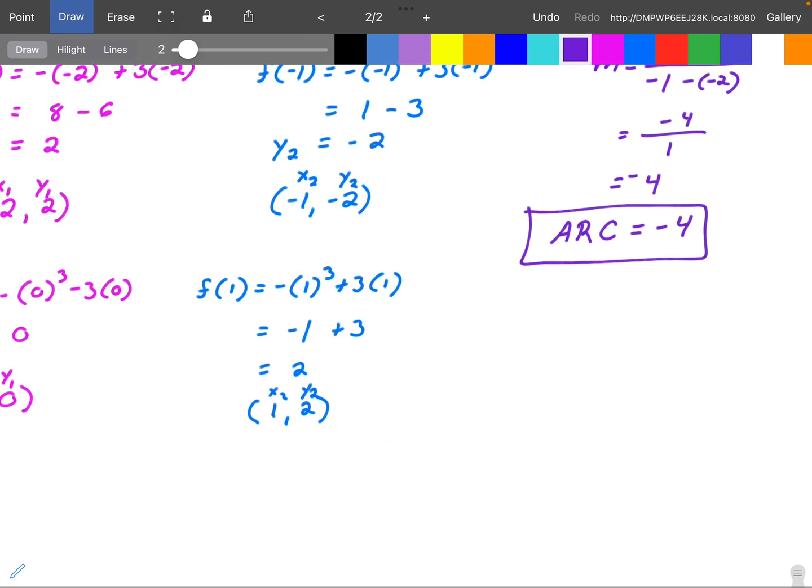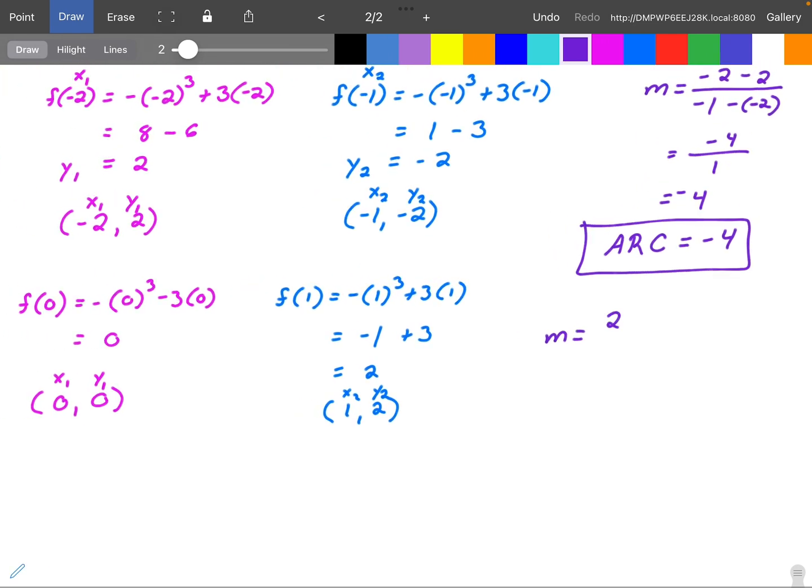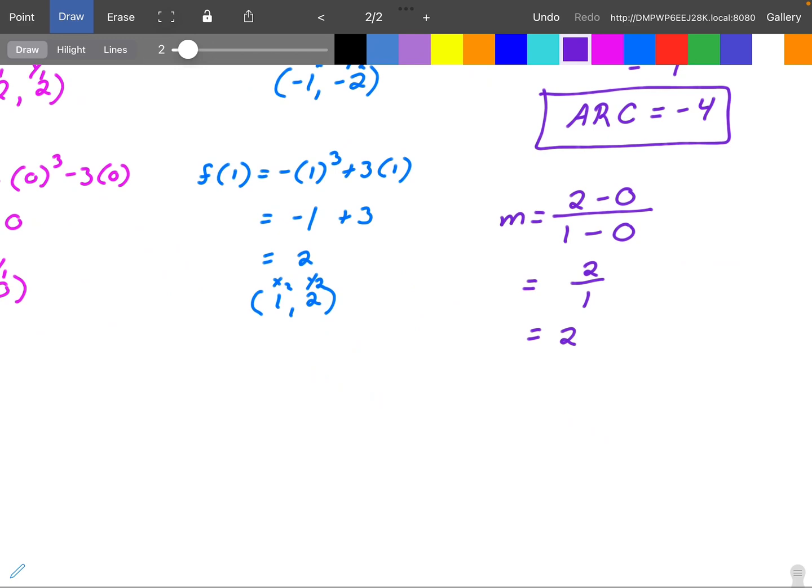So now I can do my slope. For slope, remember it is y2 minus y1 over x2 minus x1. Therefore, we get 2 over 1, which is just 2. So our average rate of change is 2.